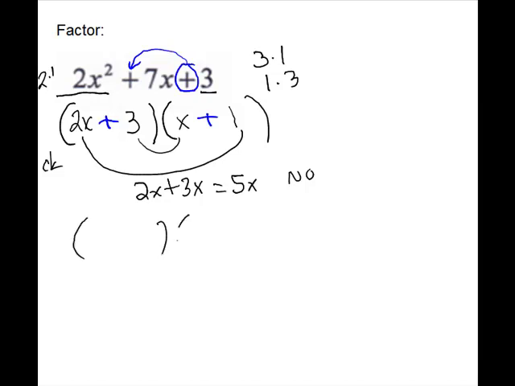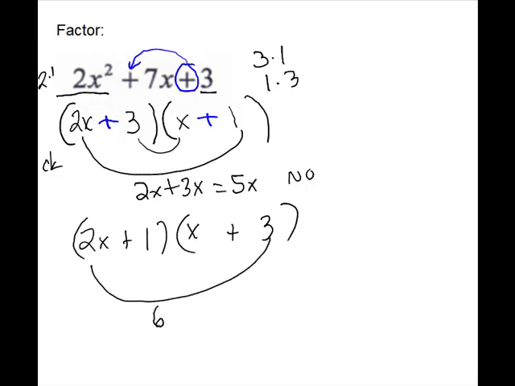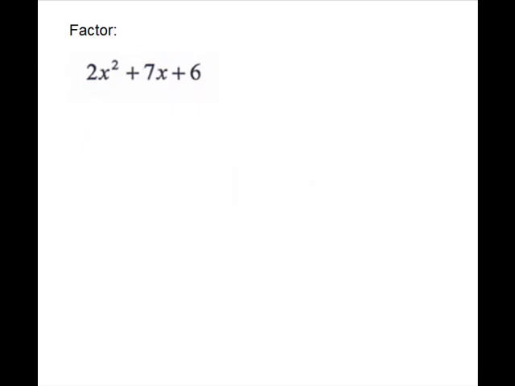So we have to go to the next one. So we have 2x, x, keep your signs the same. And we'll try 1 and 3. Check. Outside, we're multiplying. We get 6x. Inside plus 1x gives us 7x. That is the right choice.